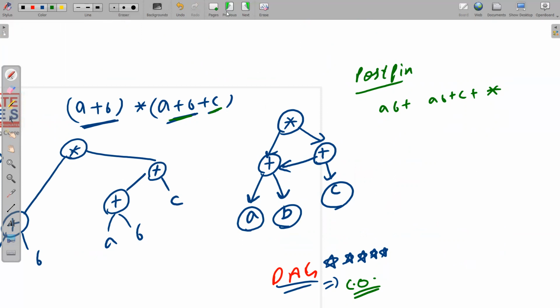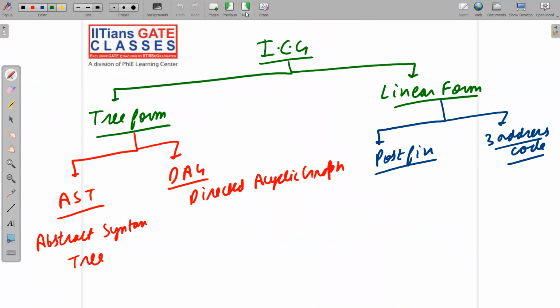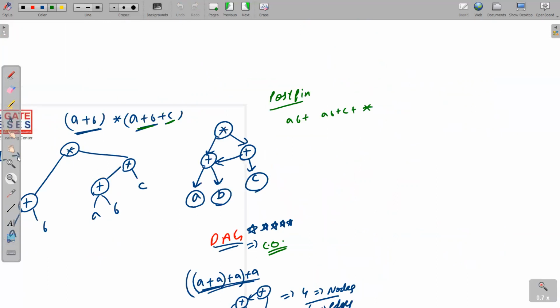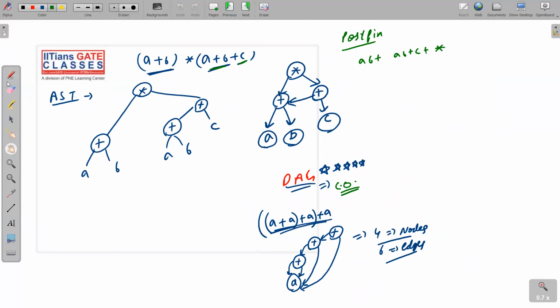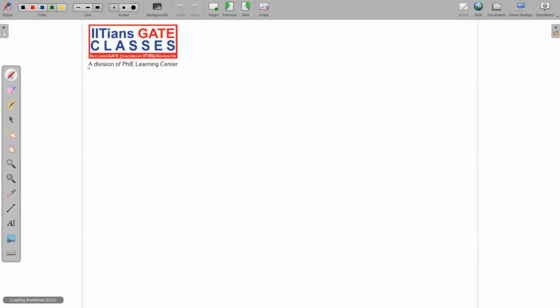The last is 3 address code. 3 address code is very important. I will show you that in the next slide. Please pause the video and note it down. Okay, so in this slide, I have shown you abstract syntax tree, directed acyclic graph, and postfix. Now I'm jumping to the next slide. Now I'm going to show you 3 address code.